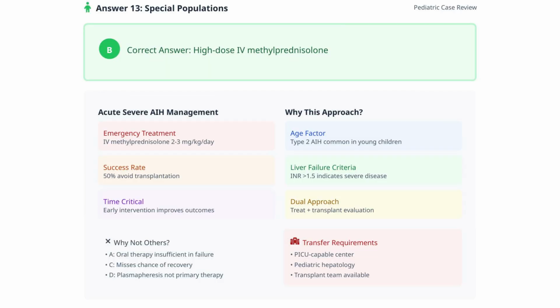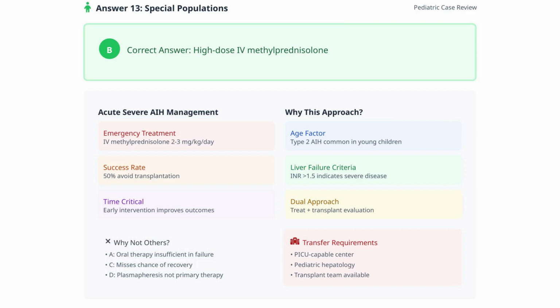The correct answer is B. High dose intravenous methylprednisolone. Acute liver failure with autoimmune features requires aggressive immunosuppression, typically with intravenous methylprednisolone at 2 to 3 mg per kilogram per day. Early intensive treatment can lead to recovery and avoid transplantation in up to 50% of cases. Concurrent transplantation evaluation is essential as deterioration can be rapid.